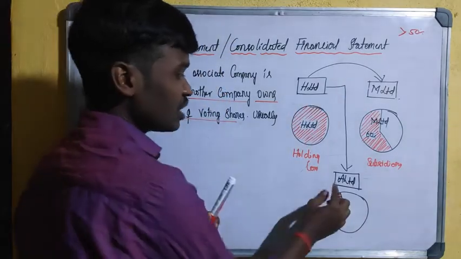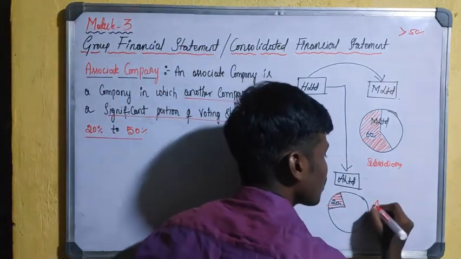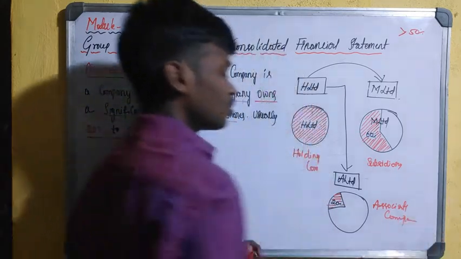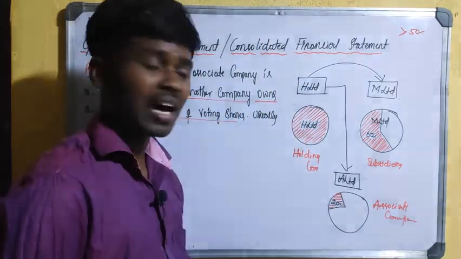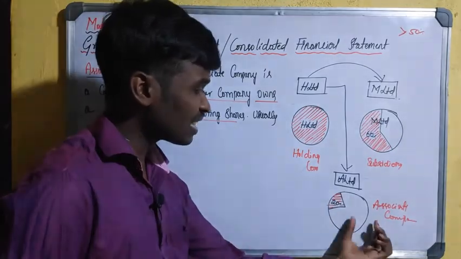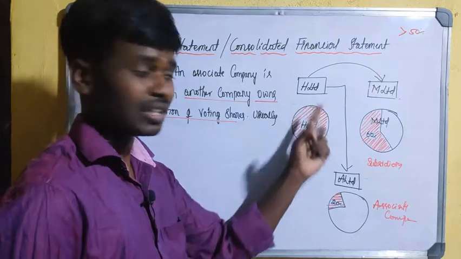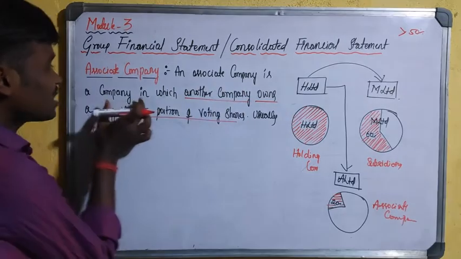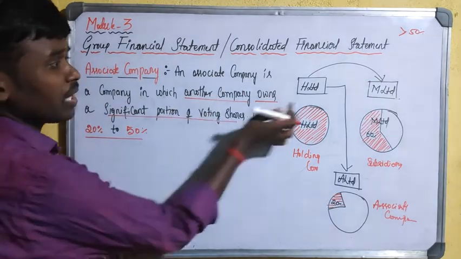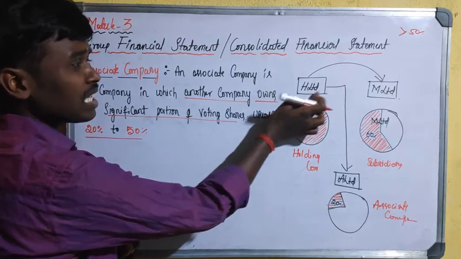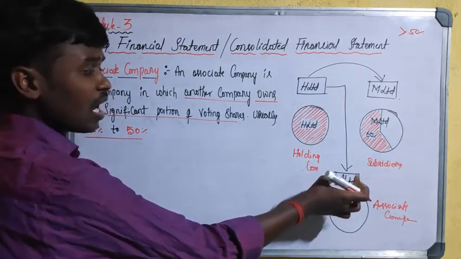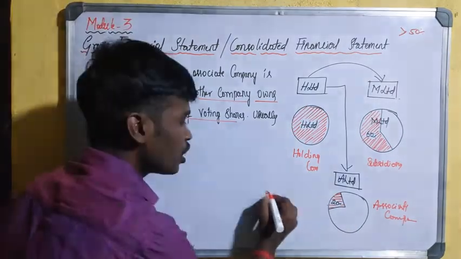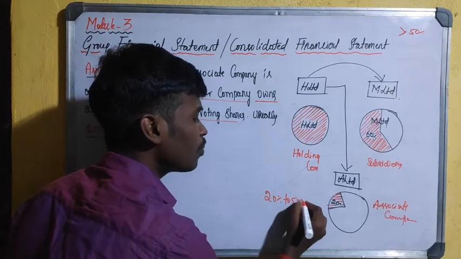So then this H Limited becomes an associate company. Okay, so based on significant influence or based on an agreement, this A Limited becomes H Limited's associate. See the meaning: an associate company is a company in which another company, H Limited, owns a significant portion of the share capital or voting share capital, usually 20% to 50%.